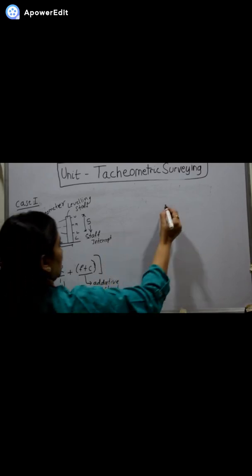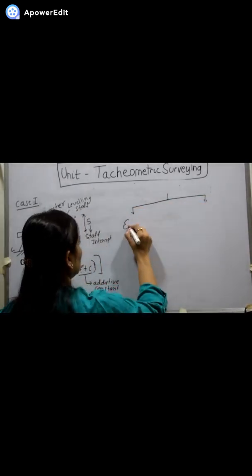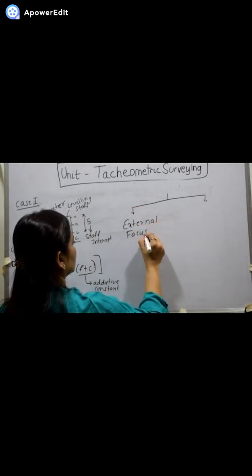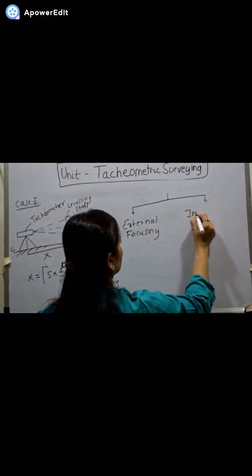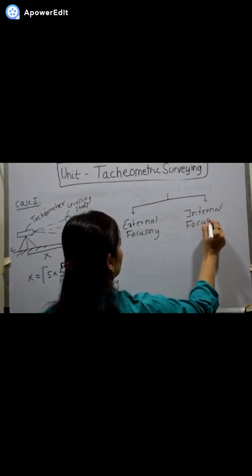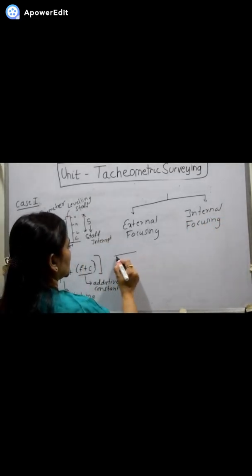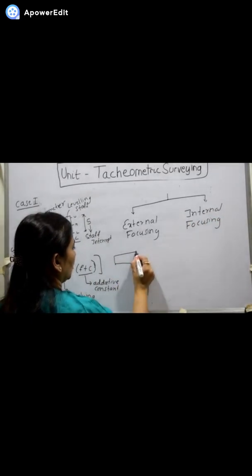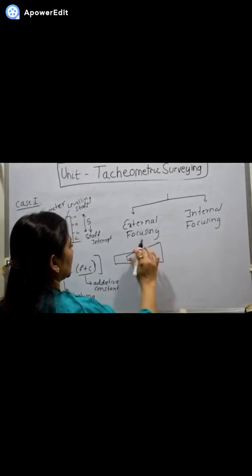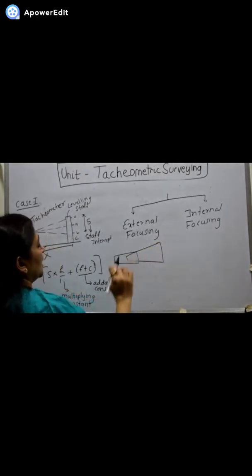If you see the theodolite, initially there were two types, external focusing and internal focusing. In case of external focusing, the telescope was such that whenever you want to adjust the object length of the telescope, the object length is adjusted externally. One part of the telescope moves over the other part.